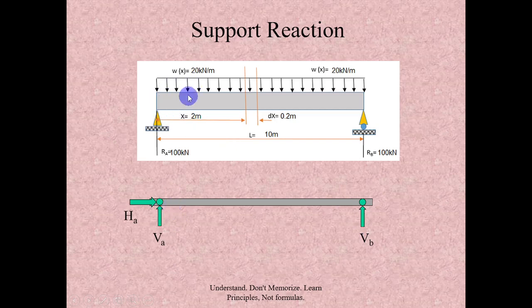So if there is no horizontal load, if we apply the equilibrium equation for this free body diagram, the horizontal component will be 0 since there is no horizontal load. Due to this vertical loading, each support is going to have the same reaction of 100 kilonewton. Since 20 into 10, the total load, is 200 kilonewton, and this is a symmetrical loading, it is going to have 100 kilonewton each.